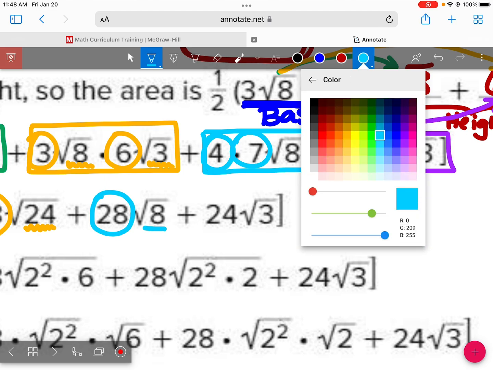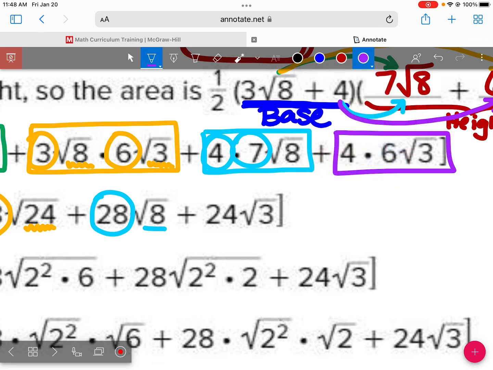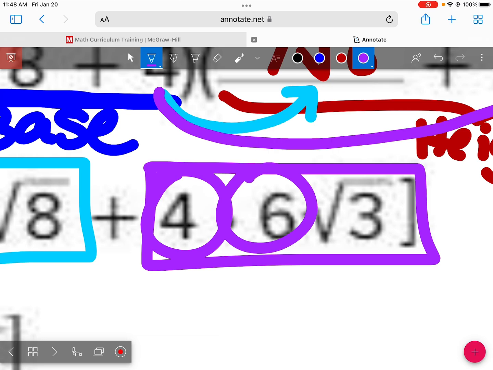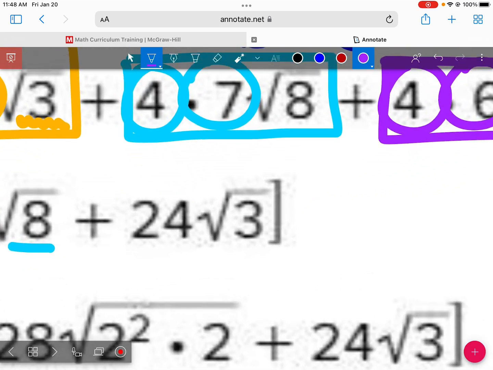And last but not least, we get to our very last term. What are the numbers that I'm multiplying together here that are not under the radical? 6 and 4. When I multiply those two together, I get what? I get 24. And then we bring down the square root of 3. So far, I'm still ignoring that 1/2 out front. We're not going to deal with that 1/2 until the very, very end.